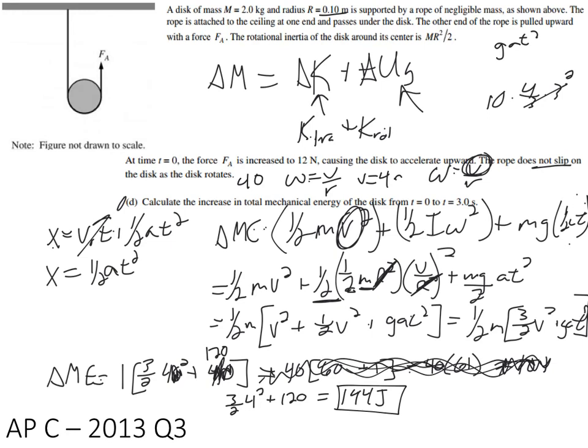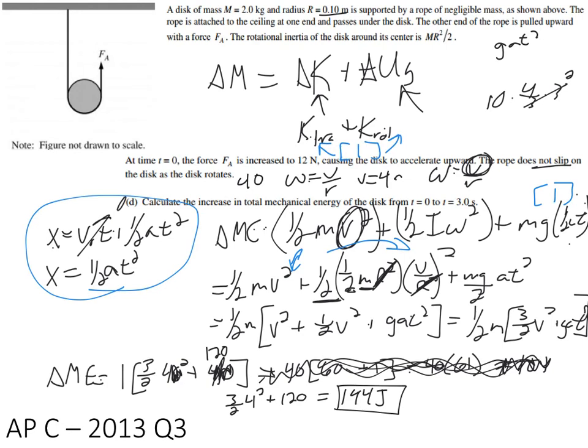Alright, this was worth 4 points. 1 point for realizing that the kinetic energy was a combination of translational and rotational. You got 1 point for doing potential energy with this expression for position. You get 1 point for finding a way to combine the linear kinetic energy with the rotational kinetic energy, whether you rewrote it in terms of the linear speed or in terms of the angular speed, doesn't matter.